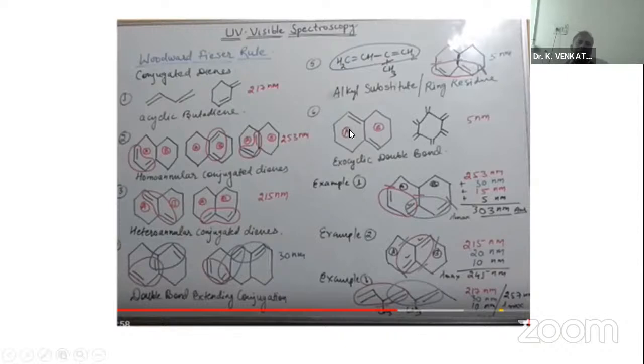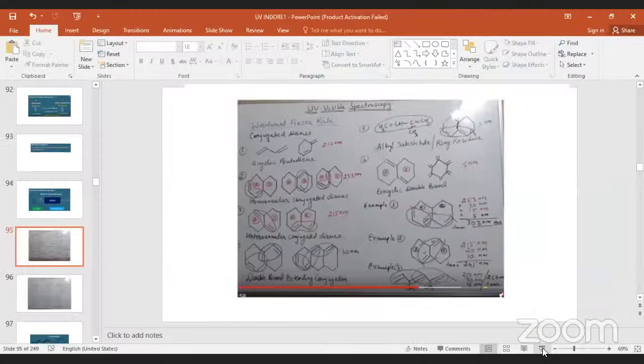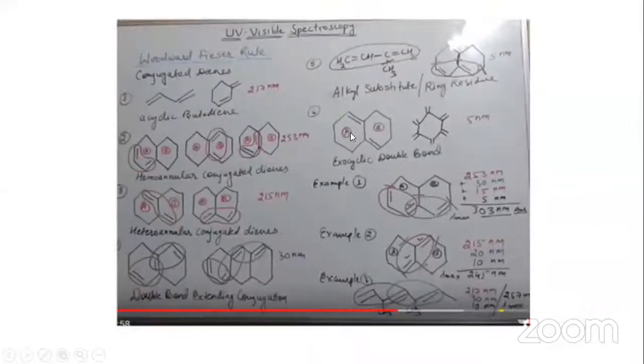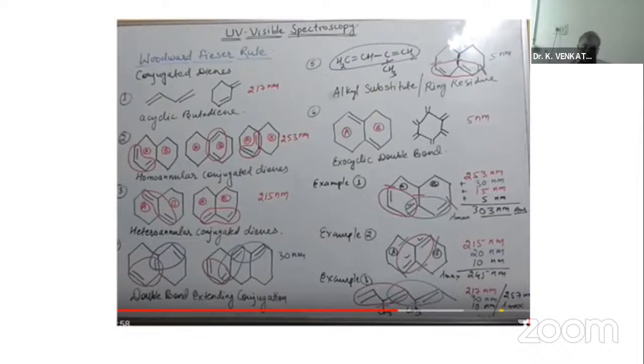Now see ring A. Is an exocyclic double bond present in ring A or not? Yes, sir, in both rings there is an exocyclic double bond. First focus on ring A. Is any outer-side double bond present? Yes, it is present. Now focus only on ring B. Is any outer double bond present or not?